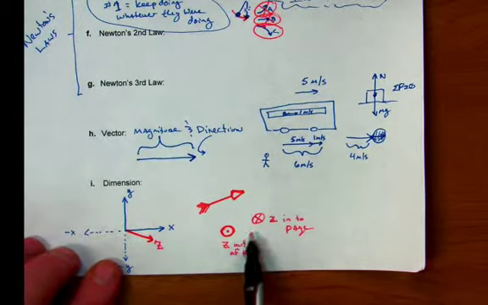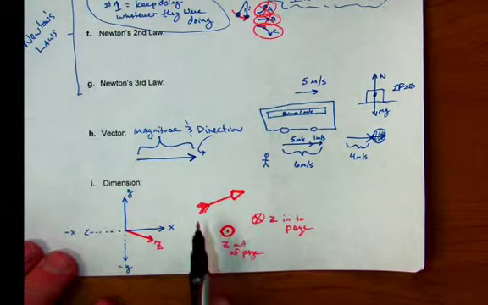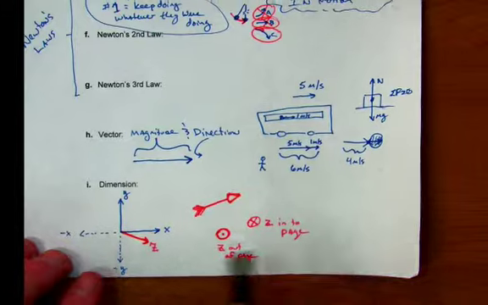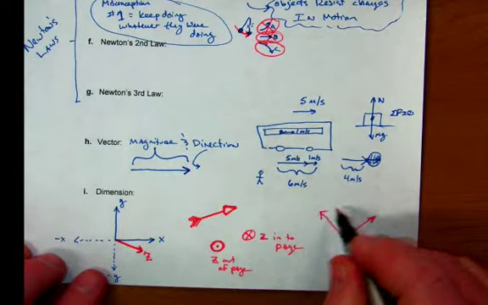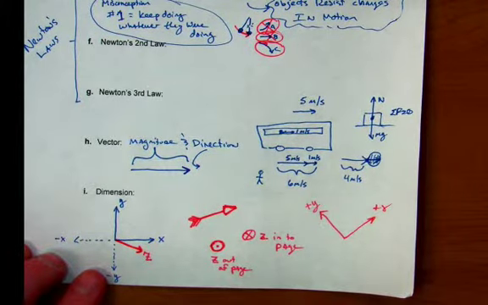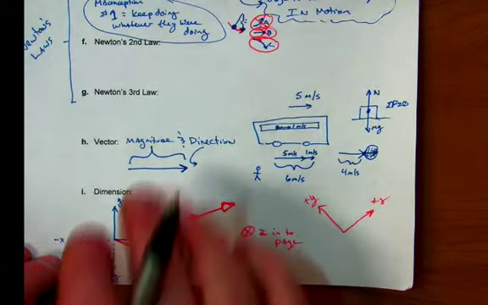We won't really use in and out of the page a whole heck of a lot until second semester when we get into electricity and magnetism, but it's not bad to understand now. So dimensions, you have X, you have Y, you define what those are. If it's useful for you in a problem to define them like this, where you say that's positive Y, that's positive X, there's absolutely nothing wrong with that. You get to define what dimensions you're talking about, but those dimensions will matter, so make sure you do that. Okay.